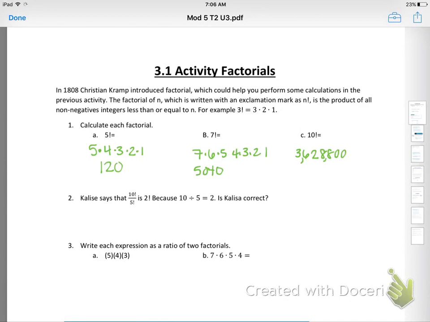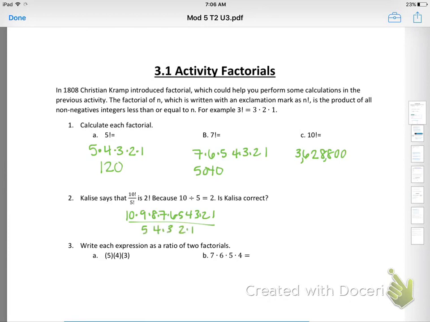Okay, so Khalees says that 10 factorial divided by 5 factorial is 2 factorial because 10 divided by 5 is 2. Is she correct? So if I wrote this out the long way, I'd have 10, 9, 8, 7, 6, 5, 4, 3, 2, 1. Multiplication signs in between all of these. All over 5 times 4 times 3 times 2 times 1.